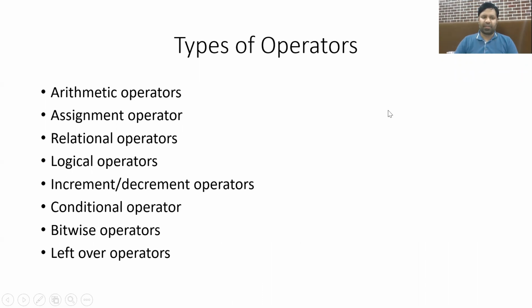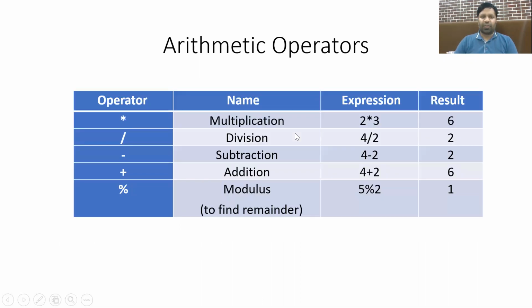Types of operators. Broadly, we have 8 types of operators, or 7 types of operators with the 8th being all the operators which are not included in the first 7 categories: arithmetic, assignment, relational, logical, increment, decrement, conditional, bitwise, and the leftover operators. So first of all, we will start with the arithmetic operators.